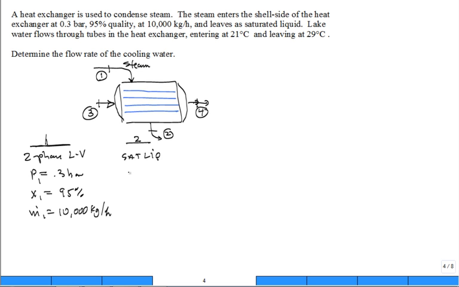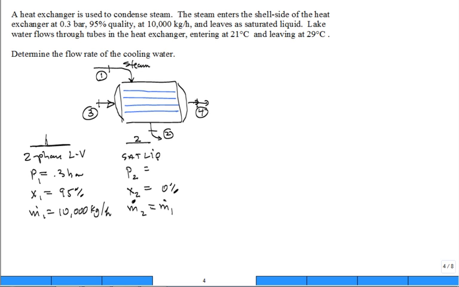Okay. What about the pressure at state 2, the quality at state 2, the mass flow rate at state 2? Can we deduce any of these? We can say the quality is 0%. Saturated liquid, 0%. True? All right, what about the mass flow rate at state 2? Can I deduce that? It's the same as the mass flow rate at state 1. What's on the shell side stays on the shell side. There's no mixing. There's heat transfer through the metal walls of the tubes that separate the two fluid streams.